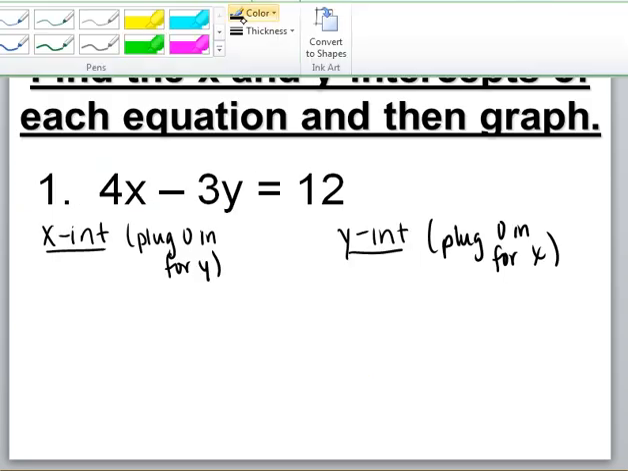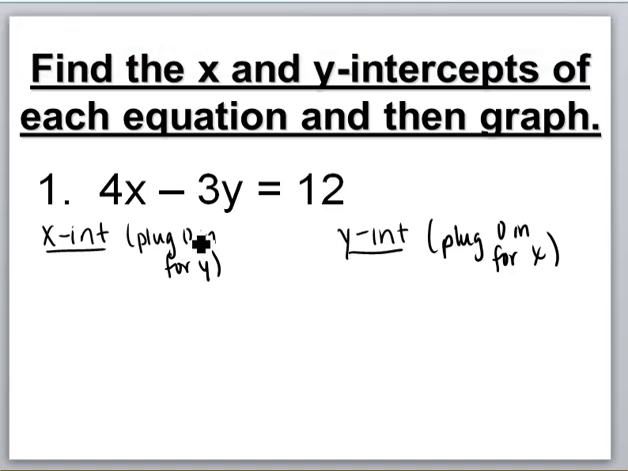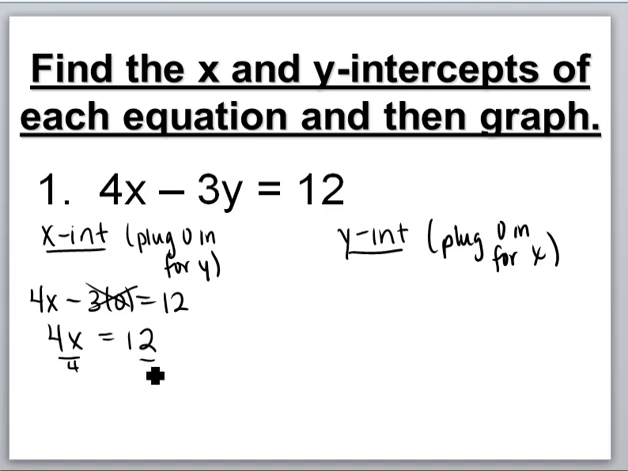When I plug in 0 for y, I have 4x minus 3 times 0 equals 12. Well, 3 times 0 is just 0, so that's gone. I get 4x equals 12. Solve this simple equation by dividing by 4 on both sides, and I get x is 3. So my x-intercept is 3. We could correspond that to a point, and that point would be (3, 0), where my x is 3 and my y is 0.